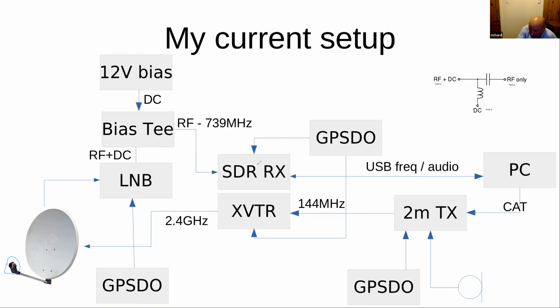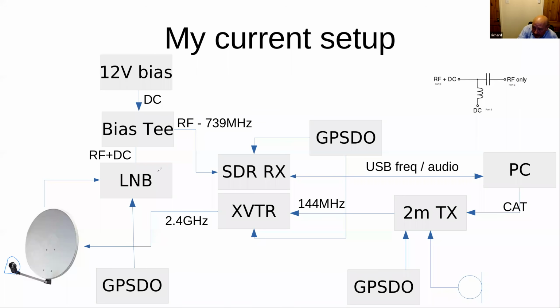And then from there, I've got GPS disciplining for the SDR. And then you've got both audio and frequency control between the SDR and the PC. And then from the PC, I've got CAT control to the 2-meter transmitter. Again, that's GPS disciplined to the transverter. And then the transverter transverts from 144 megahertz to the 2.4 gigs, which you then use for the uplink. So that's basically the system as it stands at the moment. So all of the parts of the system are GPS locked.